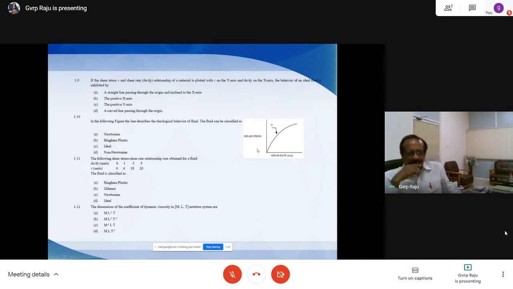what is the answer? Yesterday, during discussion, I mentioned that when there is a linear variation between shear stress and rate of deformation, in other words, when it obeys Newton's equation of viscosity, it is Newtonian. Non-Newtonian means it doesn't obey Newton's equation of viscosity. So non-Newtonian means we have a non-linear variation between shear stress and rate of strain. As there is a non-linear variation, we can straightaway go for non-Newtonian.